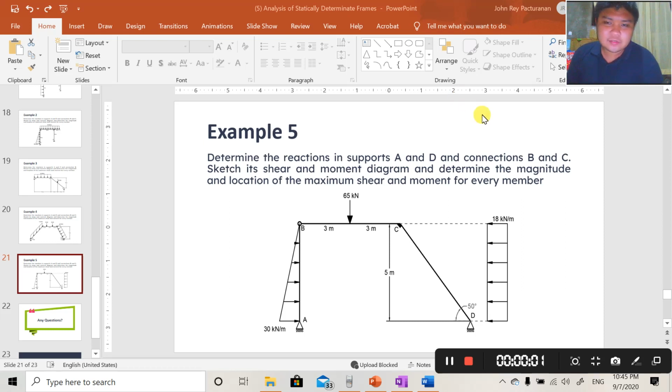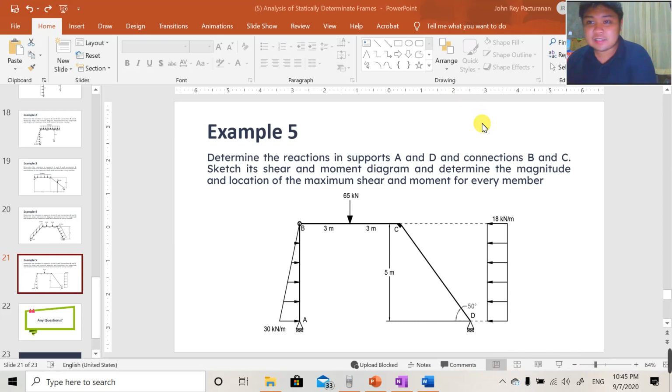Hello class! This time, this is now the last example for the analysis of statically determinate frames. So sige, subukan na natin siyang sagutan, di ba? So this is example number 5. Determine the reaction in supports A and D and connection B and C.